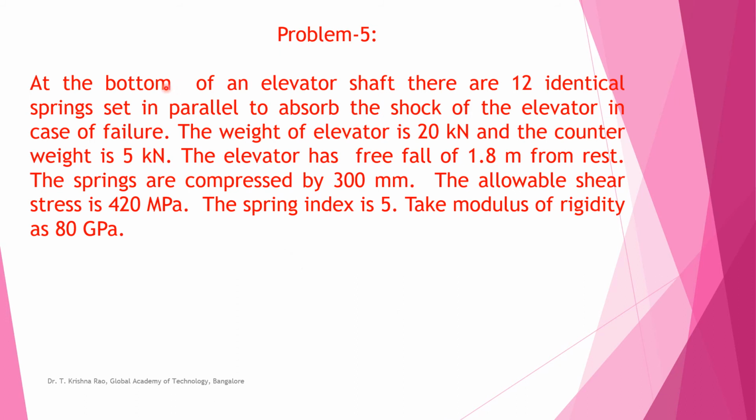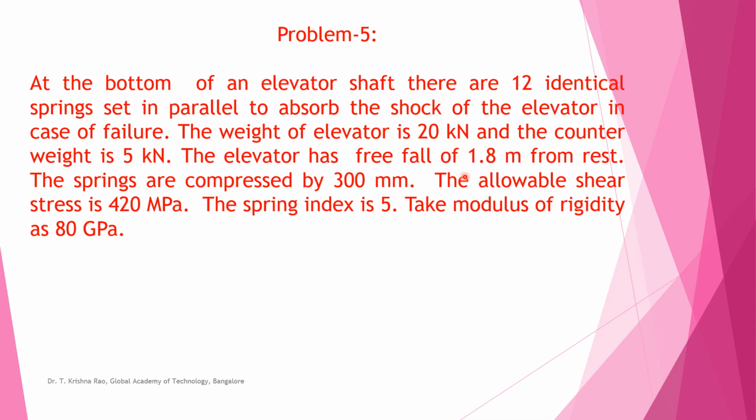So here we'll see that at the bottom of an elevator shaft, there are 12 identical springs. They are used to absorb the shock of the elevator in case of failure. The weight of the elevator is 20 kilonewtons and the counterweight is 5 kilonewtons. Counterweight is balancing weight. So what is the falling weight? Weight minus counterweight. Something is balanced, so 5 you have to subtract. The useful weight will be only 15 kilonewtons.